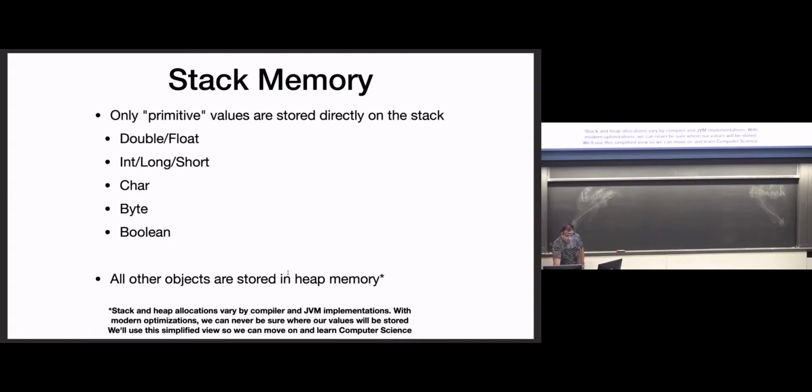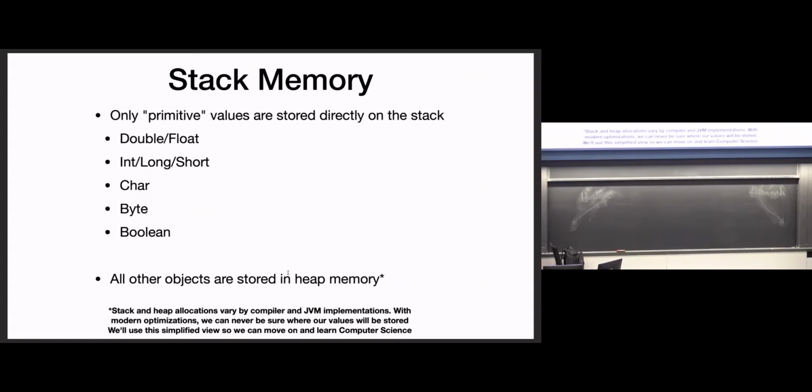All right, so when we talked about the stack, the only values that go directly on the stack are what we kind of call primitive. They're called primitives in Java, so they compile to Java bytecode as primitives. So I still use that term. But these values, doubles, floats, ints, longs, shorts, chars, bytes, and booleans, and also references to objects will go on the stack. And that's it. Nothing else goes on the stack.